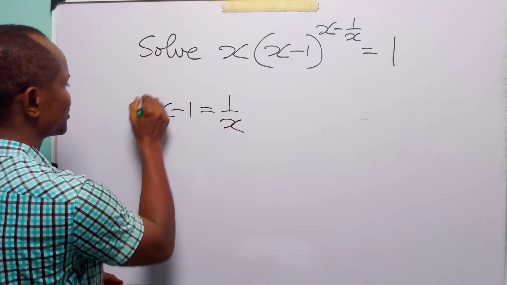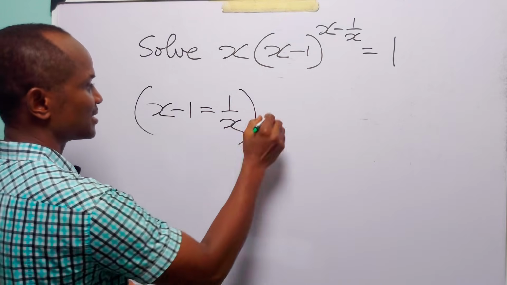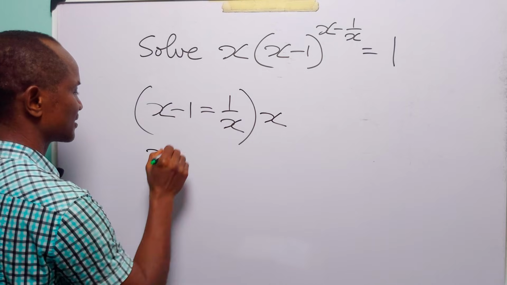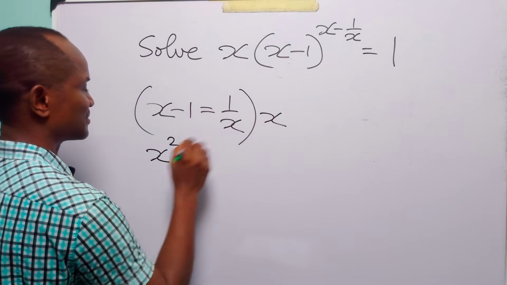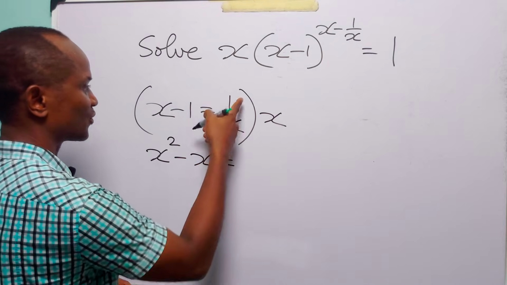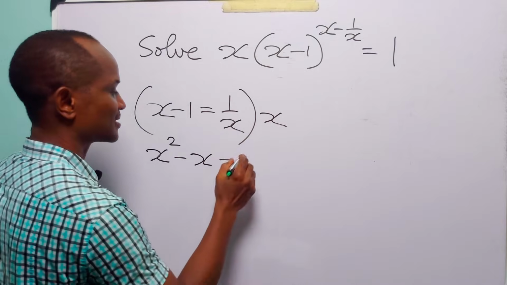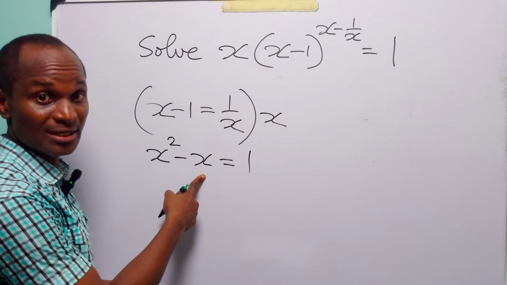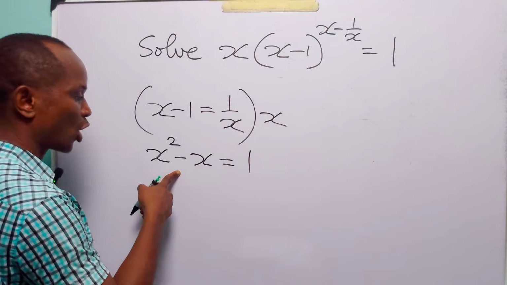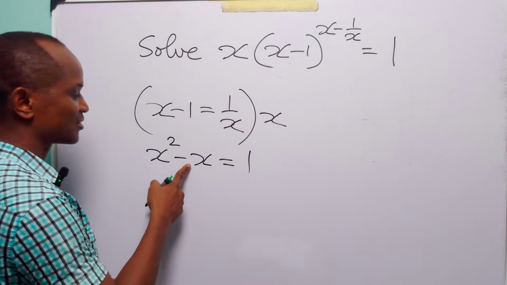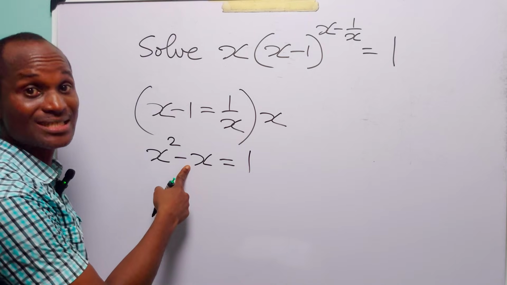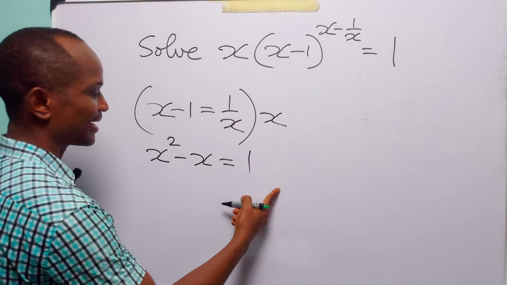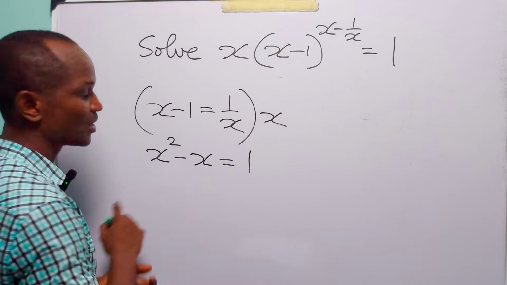To get rid of this fraction, let us multiply through this equation by x. x times x is x squared. 1 times x is x. And of course, 1/x times x is equal to 1. Now, to solve this quadratic equation, let us complete the square on the left-hand side. To do that, we divide −1, that is the coefficient of x, by 2, square it and add to both sides of the equation.